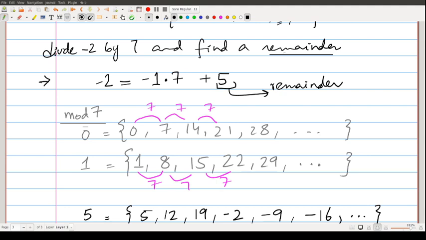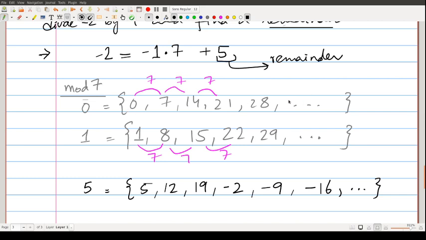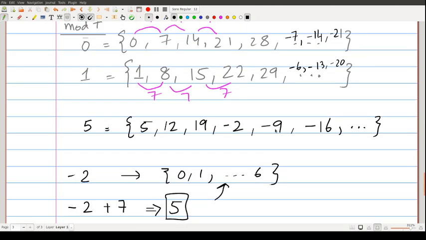Why did we write these negative things? Because even those numbers leave a remainder of 5. So even over here you can write numbers like minus 7, minus 14, minus 21. All of these will leave a remainder of 0 when divided by 7. Over here I can write numbers like minus 6, minus 13, minus 20. If you divide these numbers by 7, you will get a remainder of 1. And similarly, if you divide these numbers by 7, you will get a remainder of 5.